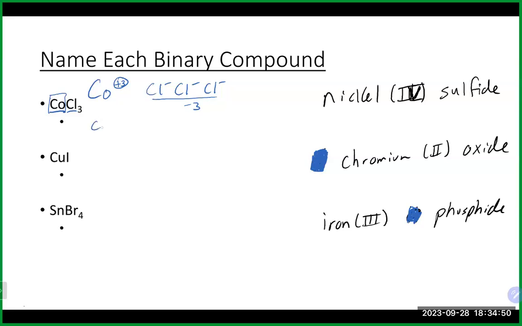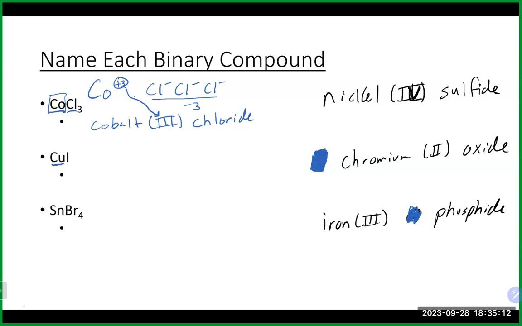And then we will use the whole name here of our metal, which is cobalt. We will use a Roman numeral 3 for the +3 charge. And once again, regardless that there are 3 of the chlorides, it is just chloride at the end. So this will be cobalt 3 chloride. Question on that one there?